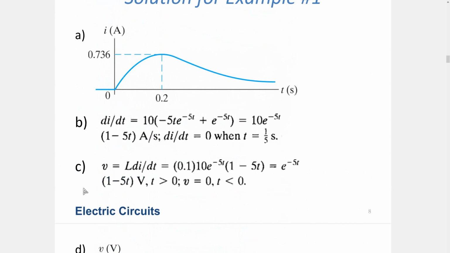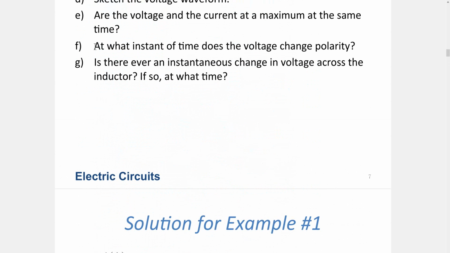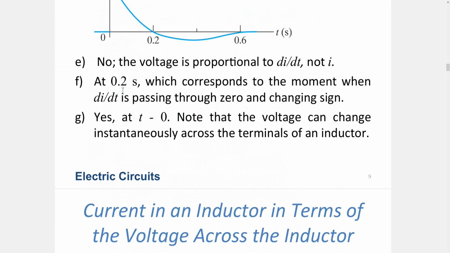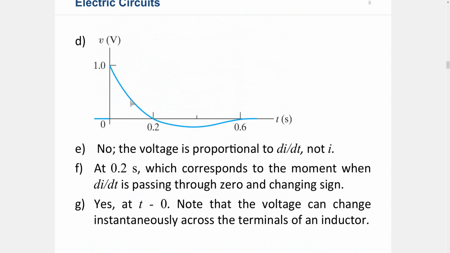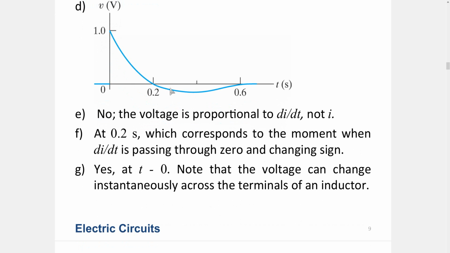For part F, in which we were asked at what instant of time the voltage changes polarity? Well, at 0.2 seconds, which corresponds to the moment when the derivative of the current is passing through 0 and changing sign. As you can see here, the voltage is positive between 0 and 0.2, and it's negative between 0.2 and 0.6, okay? So the polarity changes at 0.2.